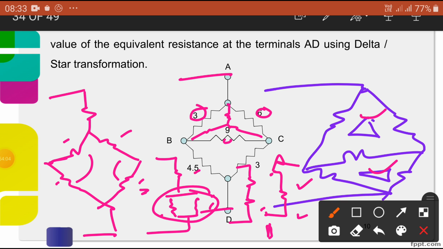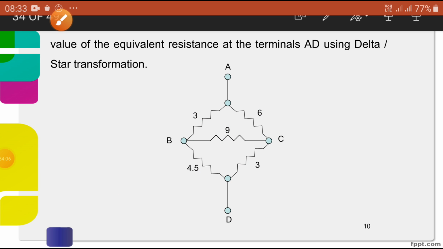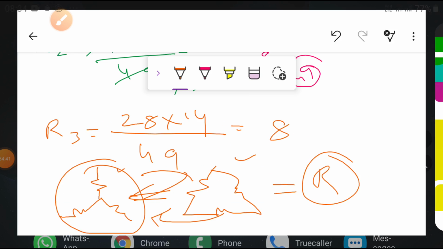Okay, so dear students, you have to practice it. So what is the circuit given here? One circuit is given, so this is one resistance, this is another resistance. Now we are going to simplify this one. Okay, 6, 3, 9, 3, 4.5. So these are the values given. Okay, once again I am going to simplify that circuit. Just you practice it.